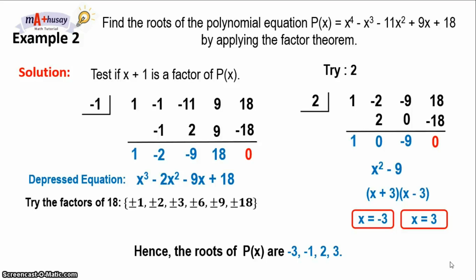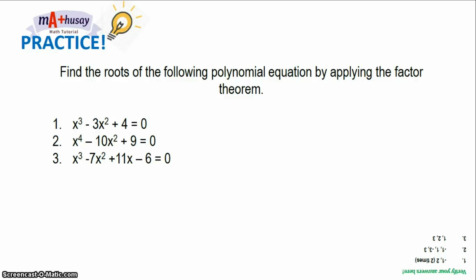So this is actually a trial and error. So you have to test whether x plus 1 is a factor of p of x or x minus 1 is a factor of p of x. Then, if you find the depressed equation, you have to factor it out. If it cannot be factored out, use the synthetic division again. Now that you know how to find the roots of a polynomial equation by applying the factor theorem, try these exercises.